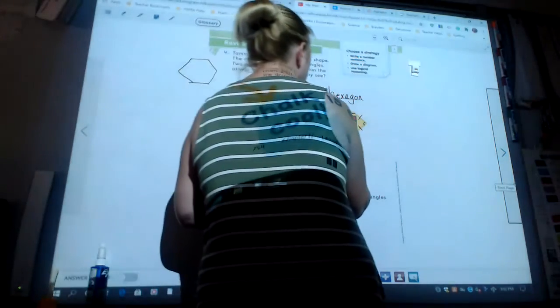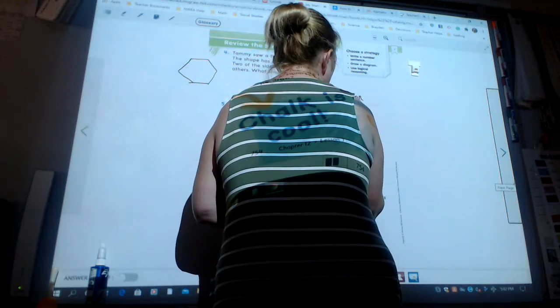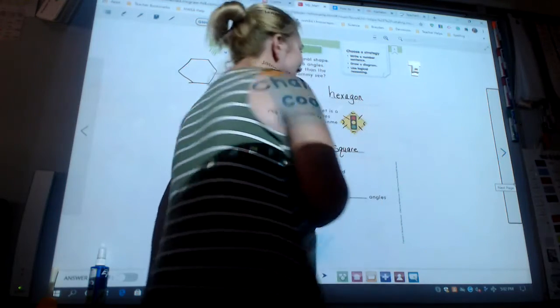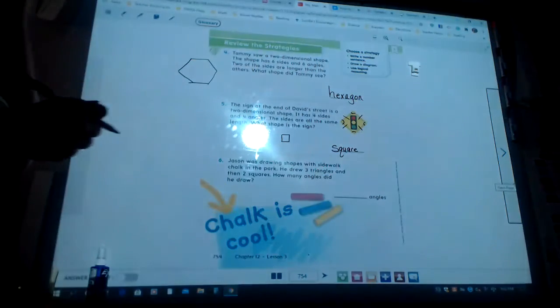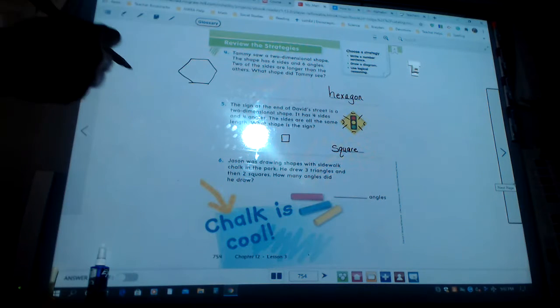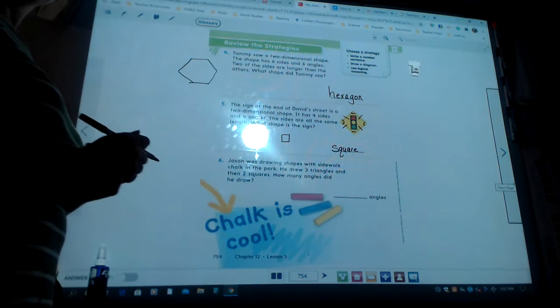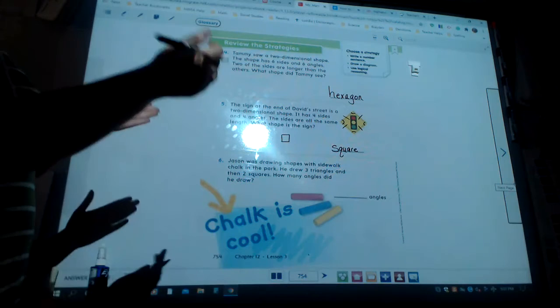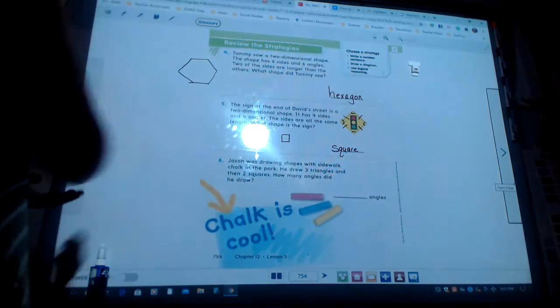Hopefully you said square, because that is what it is. Even though it's turned on its side, it is not a diamond because all the sides are the same shape. It is not a rhombus because a rhombus would have an elongated bottom, or at least one area would be longer.